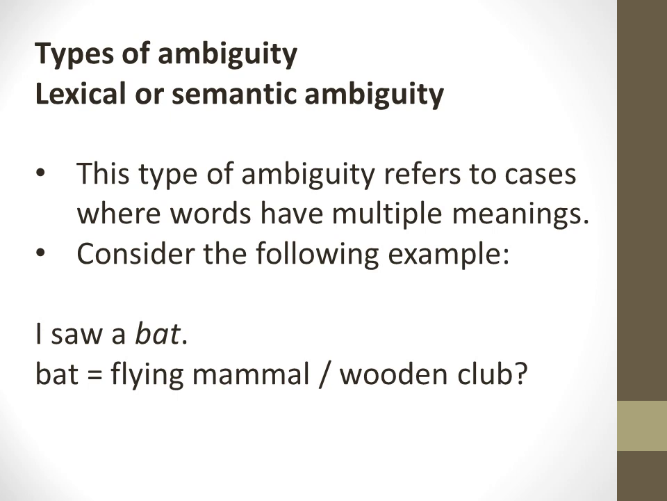The first type is called lexical or semantic ambiguity, and it refers to cases where words have multiple meanings. Consider the following example. I saw a bat. Here, a bat could mean a flying mammal, خفاش, or a wooden club, مضرب.